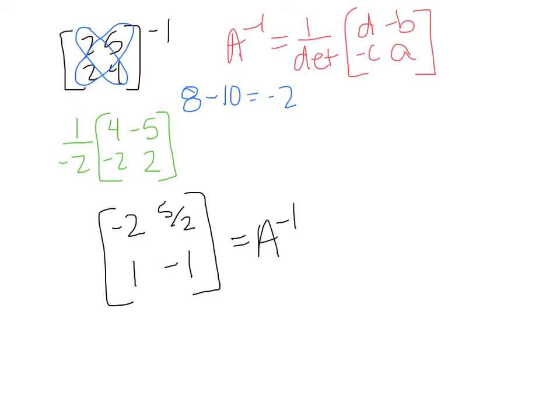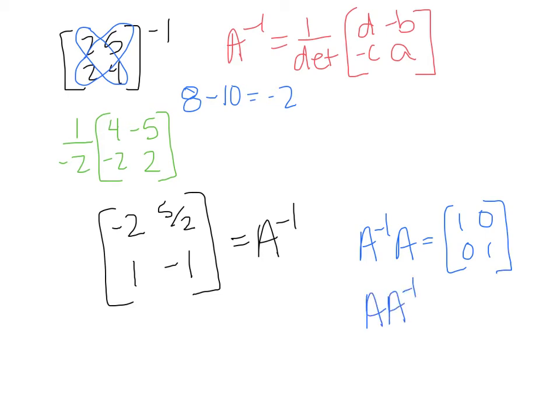Now how could we check to see if it was actually the inverse, if we actually did our work right? Remember that if you find the inverse and you multiply it by that matrix A, it's going to end up with the identity matrix. And it has to work both ways. So if you take matrix A and multiply it by its inverse, it also has to end up with the identity matrix.